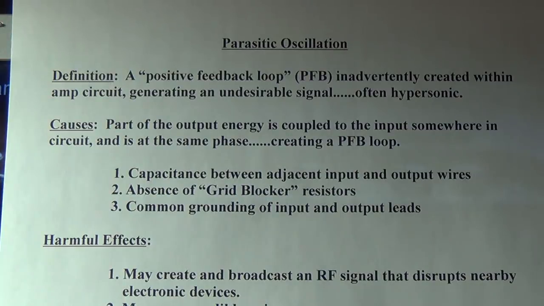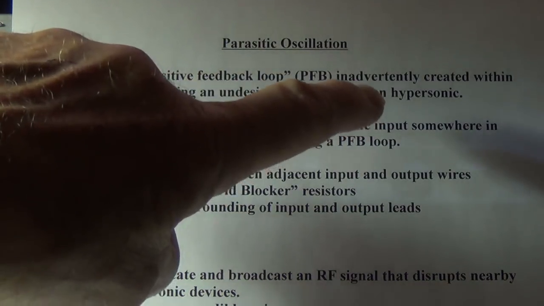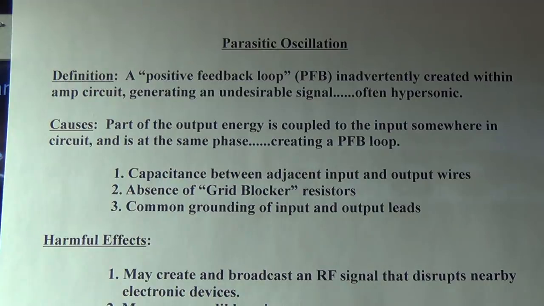In other words, some error in wiring or component failure or something is creating a positive feedback loop within the circuit. Now, we're familiar with negative feedback loops, and I think a lot of you know what happens when you hook up your negative feedback loop to the wrong output transformer secondary wire, and you get that howl. Well, the problem with parasitic oscillation is it is a howl, but it's often hypersonic, which means that it creates a signal that is above your level of hearing.